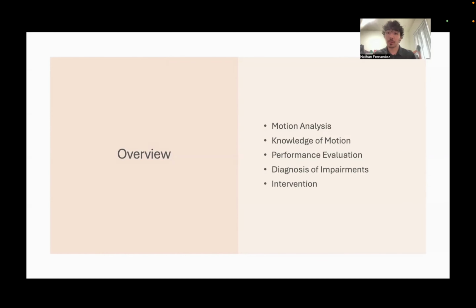Next, it'll go into a performance evaluation. So rather than me demonstrating my ability to say what they should be doing, it's really me looking at what exactly they are doing and identifying any impairments that are visible, compensations, anything along those lines, which then leads directly into the diagnosis of impairments, where I, the kinesiologist, will diagnose said impairments, and then we'll be able to have an intervention created for them based upon what impairments and dysfunctions are present in their motion analysis.